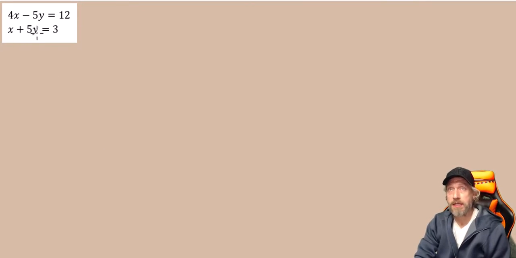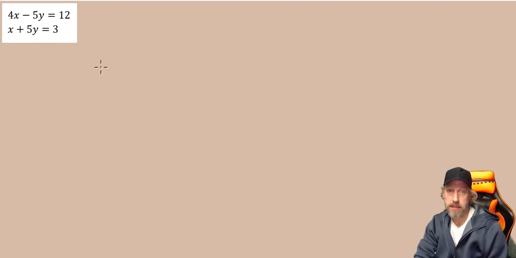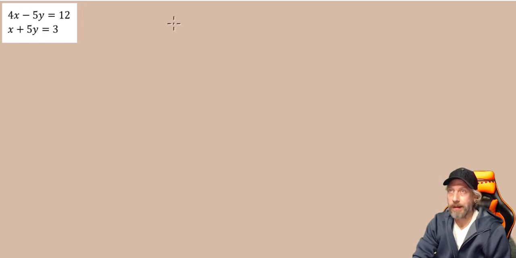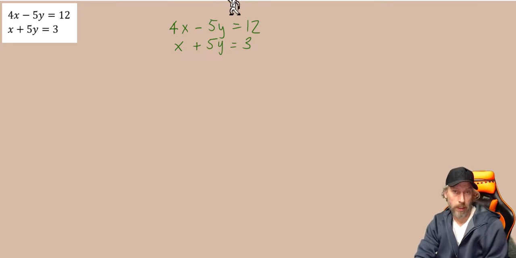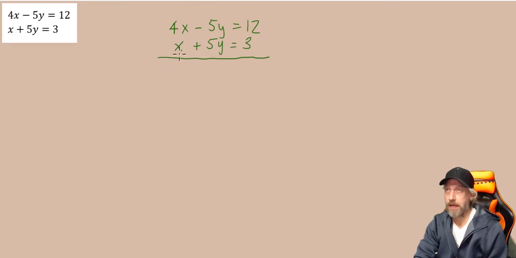Now it's 4x minus 5y equals 12, and x plus 5y equals 3. Again, we've got a good alignment. 4x minus 5y equals 12, x and y, and then equals the constant. Then x plus 5y equals 3. Good alignment. And the y variables, those y terms, look good. They have opposite coefficients, negative 5, positive 5. So let's add these up.